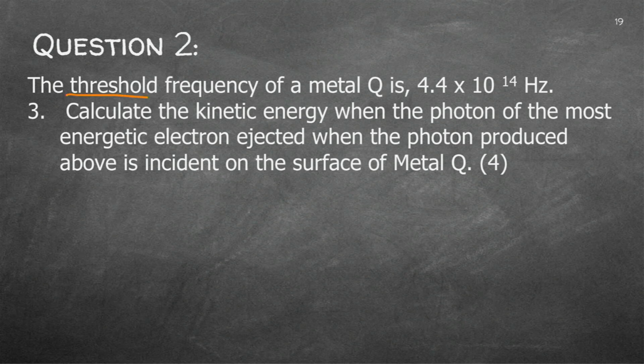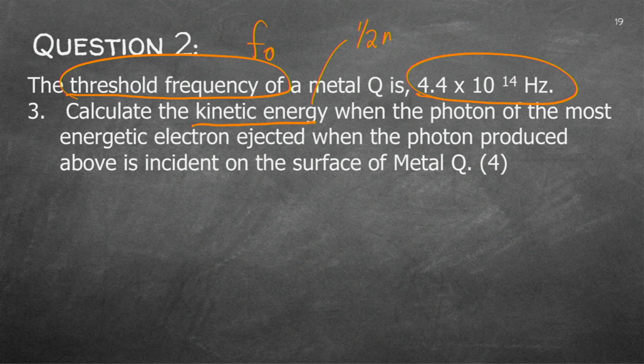A threshold frequency. You remember what that is. A threshold frequency is a specific value in hertz. Calculate the kinetic energy. Now, let's just remind ourselves again. I need to calculate the kinetic energy when the photon of the most energetic electron is ejected, when this photon produced above is incident on the surface. Now, we're still busy with the same question. So what they're asking me now is to calculate the kinetic energy.